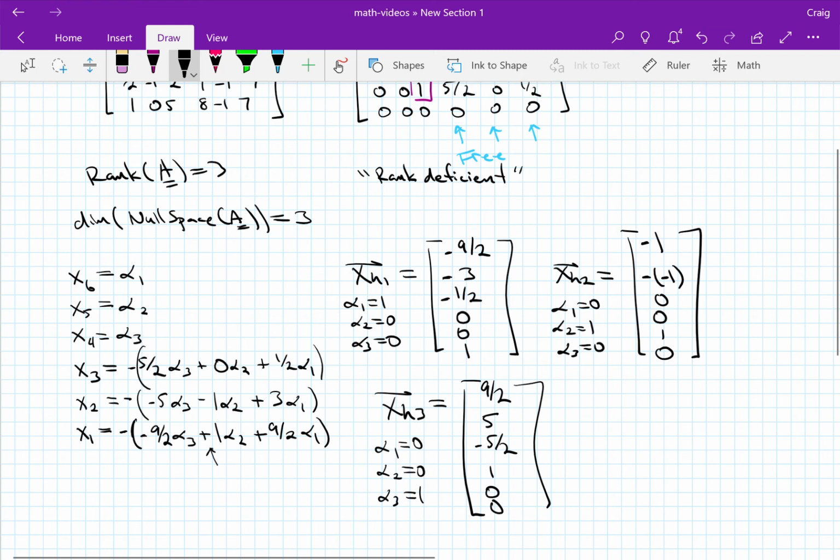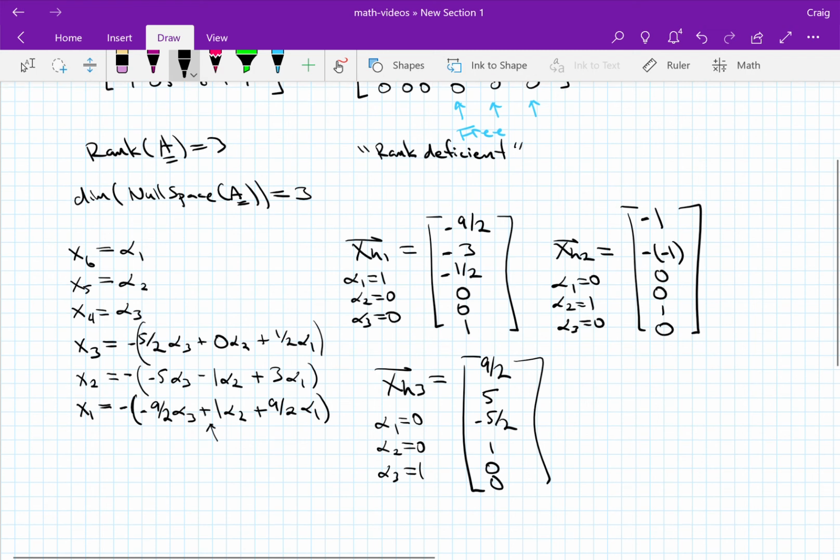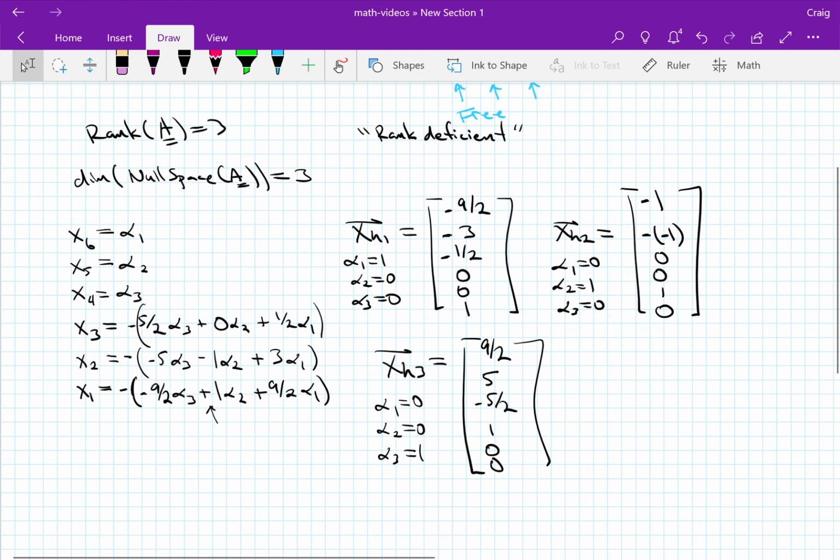And so if we multiply any one of these on the left by A, we should get the zero quadruplet as a result. And these three are linearly independent, which means they make a basis for the null space.